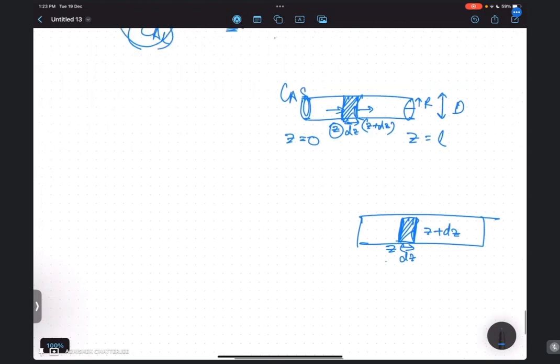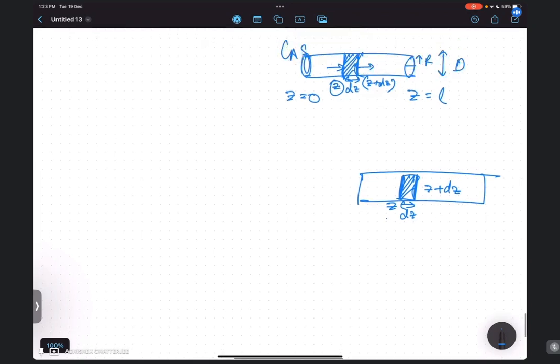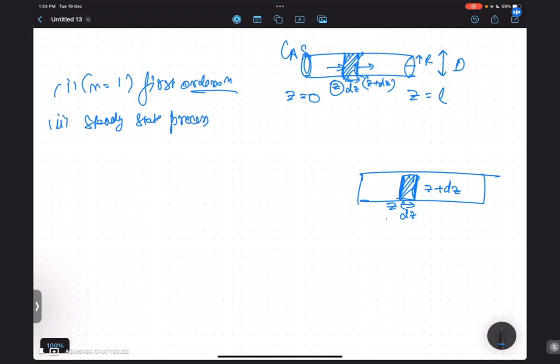ठीक, ओके, यहां तक हुआ। हम लोग कुछ कुछ एजम्पशन भी लेते हैं। पहला हम लोग फर्स्ट ऑर्डर रिएक्शन लेते हैं। What is the second assumption that we take? We consider it to be a steady state process. Steady state process means our accumulation will be equal to zero. As simple as that.